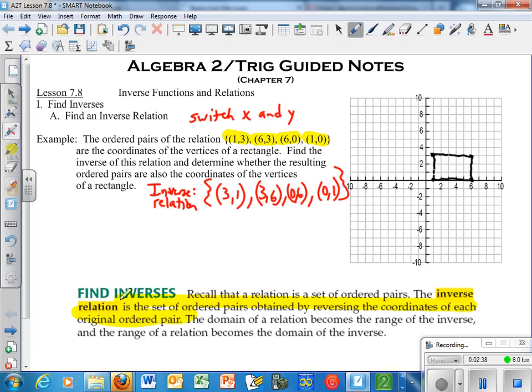Now let's graph the inverse. Because I wrote it in red, I'll graph that in red. So we're going to plot (3, 1). So that becomes right there. (3, 6) is right there. And then (0, 6) right there, and (0, 1). So here is, I'll draw this one in solid. There's my inverse relation.